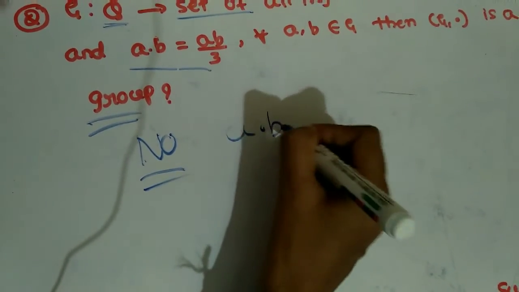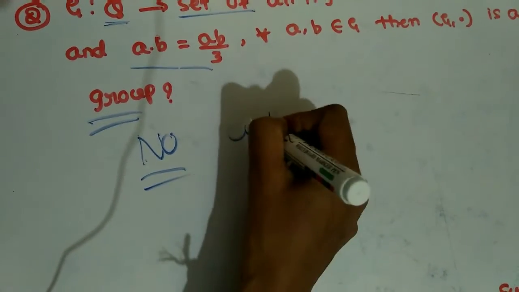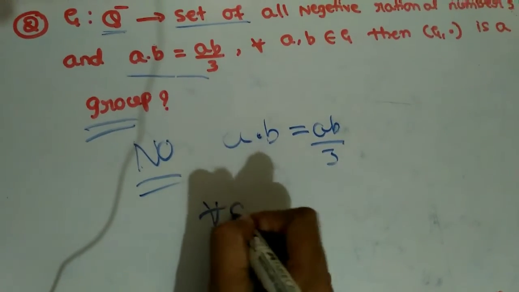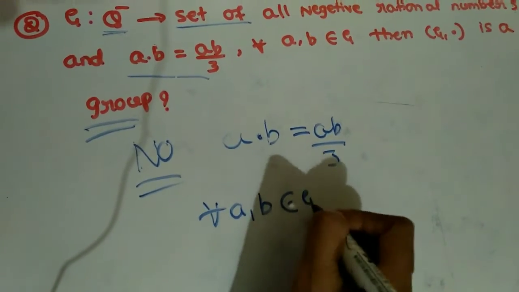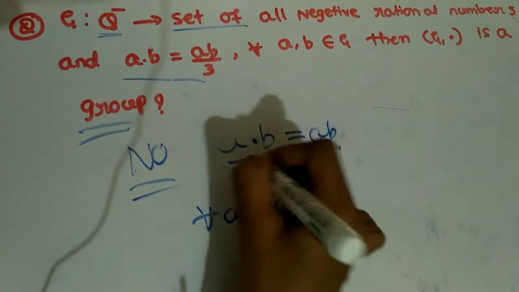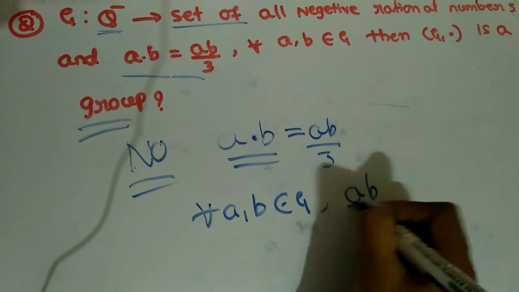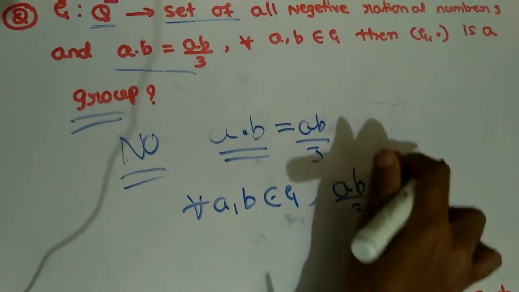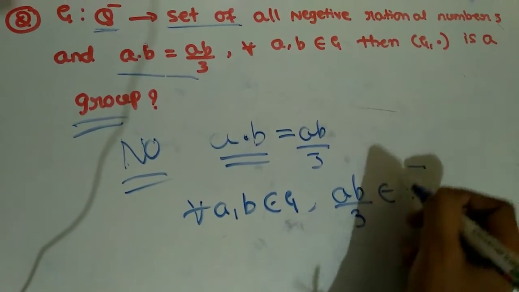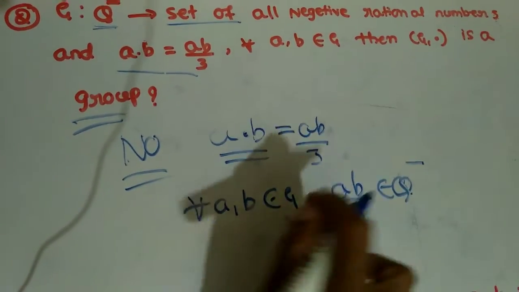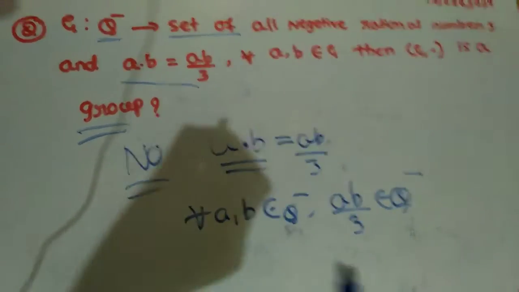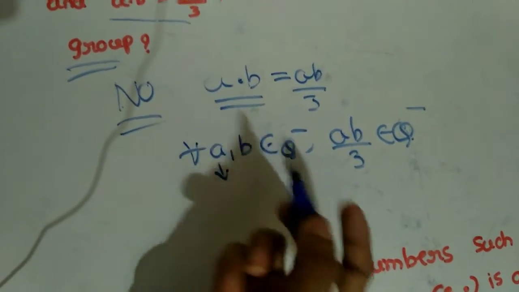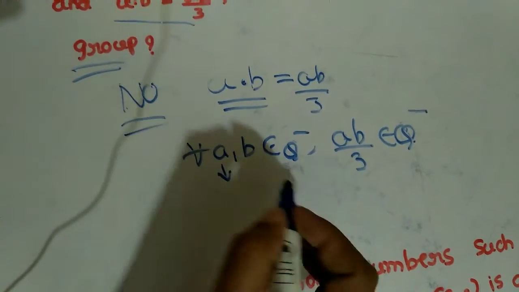What does the closure law say? A dot B is equal to AB by 3, right? If for all A, B belonging to the same set, then the composition AB by 3 also belongs to the same G. So here my G is the set of all negative rational numbers, right? Yes. So just look here, friends. If you take any number, Q minus means that set containing only negative numbers.